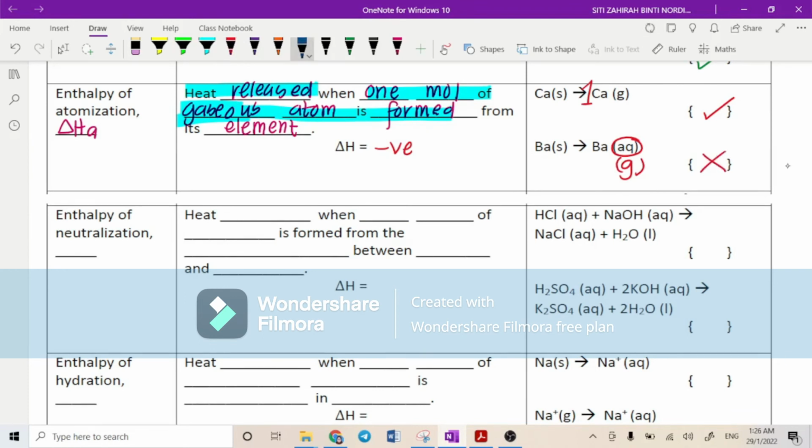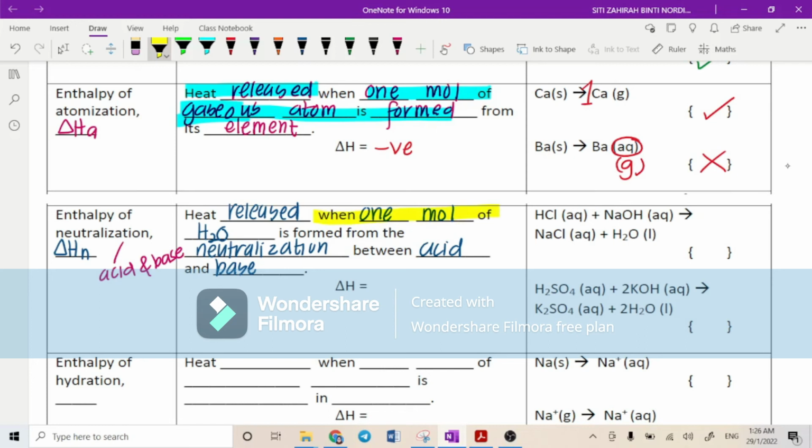Enthalpy of neutralization, which has a symbol of delta H, is the heat release when 1 mole of water is formed from the neutralization between acid and base. So you guys definitely know that the neutralization always happens between acid and base. So the equation is still the same, but you need to note that you have to keep the water as 1 mole in the product. So highlight the mole for the water. Which has the 1 mole of water?